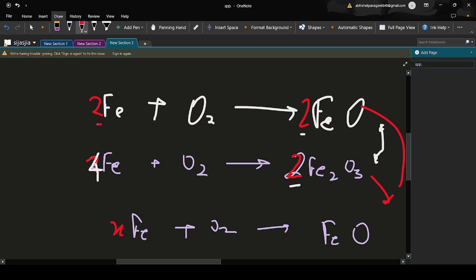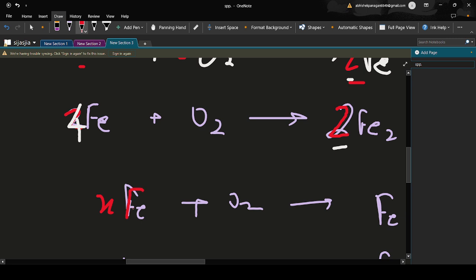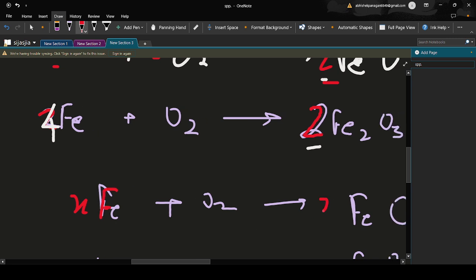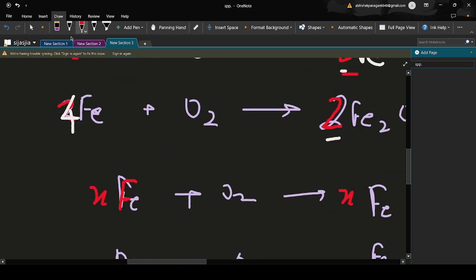2 moles is producing 2, and here if you assume this to be 2, it's producing the same 2 moles and it's giving 2 by 2 moles of O2, right? So if you assume that x Fe produces the same x FeO, then what would the O2 stoichiometric coefficient be? It's of course going to be x by 2, right? So x by 2. This is our variable form.